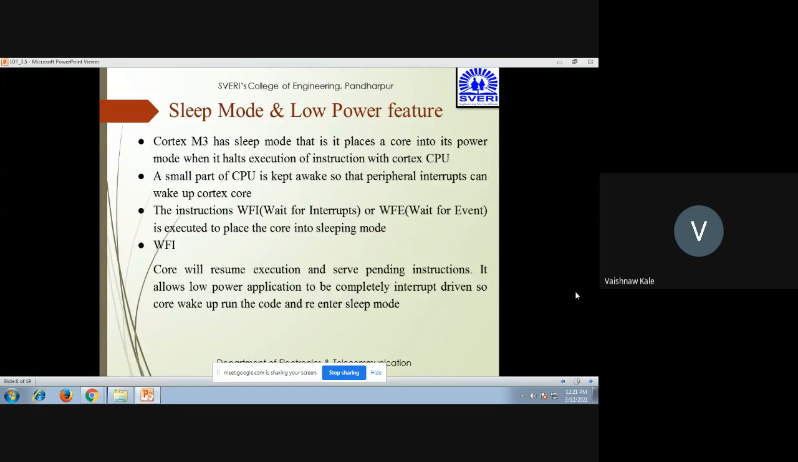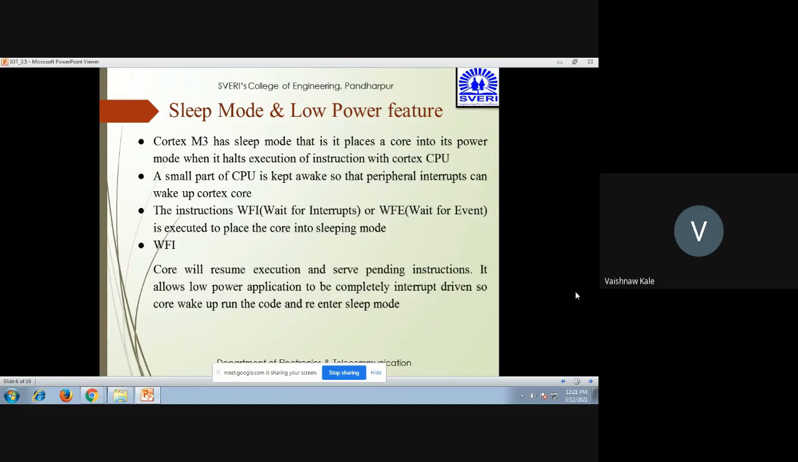Now there are two instructions that depend on this sleeping mode. One is the instruction WFI, that is wait for interrupt, and the second is WFE, that is wait for event. These are executed to place the core into sleeping mode. So these two are used in order to put the Cortex M3 into sleep mode. Why is sleep mode there? Because it will have a long battery life as well as less power consumption. So this feature is always added in order to have a low power feature.